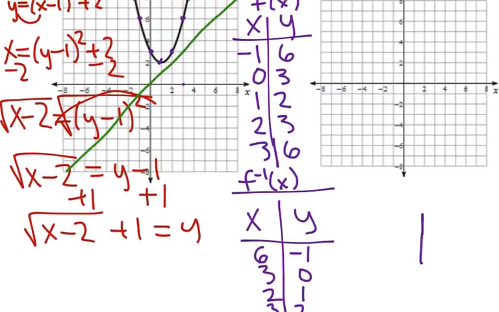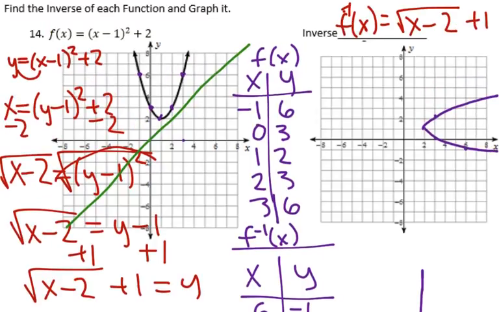So let's graph them. So x value of positive 6, y value negative 1. 3, 0; 2, 1; then we had 3, 2; and then 6, 3. Okay, so it looks like the sideways version of it. And that's what the inverse would look like.